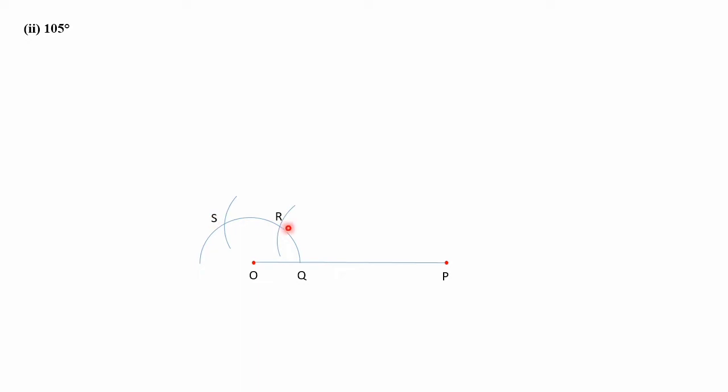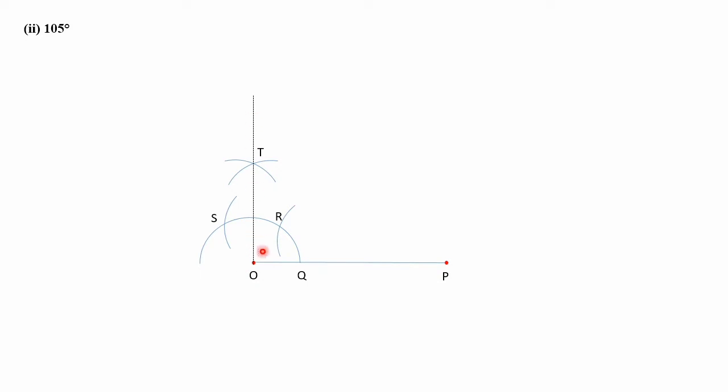And again with R and S as centers, we have to draw two arcs, and both the arcs are meeting at this point. Label this point as T and join OT. And now TOP is 90 degree. The 90 degree construction is over.